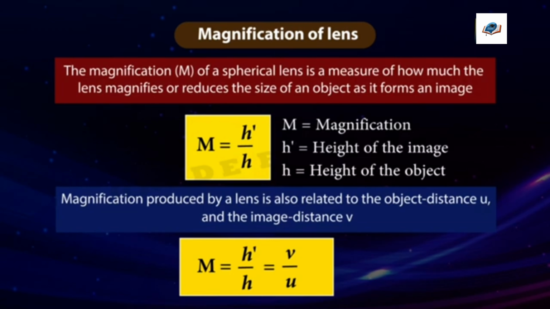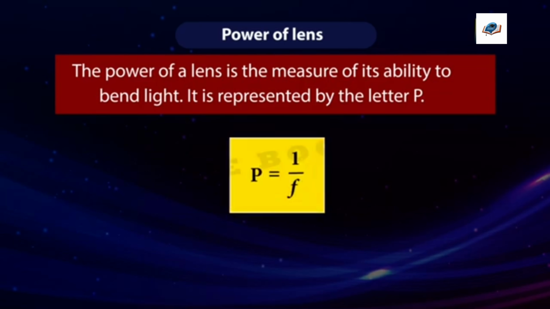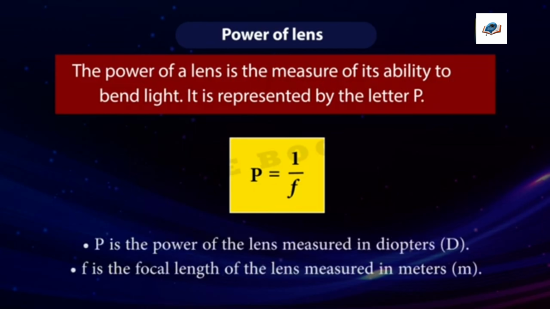Power of lens. The power of a lens is a measure of its ability to bend light. It is represented by the letter P. The power P of a lens of focal length f is given by P = 1/f. The power of a lens is measured in units called diopters, D. P is the power of the lens in diopters, and f is the focal length of the lens in meters.